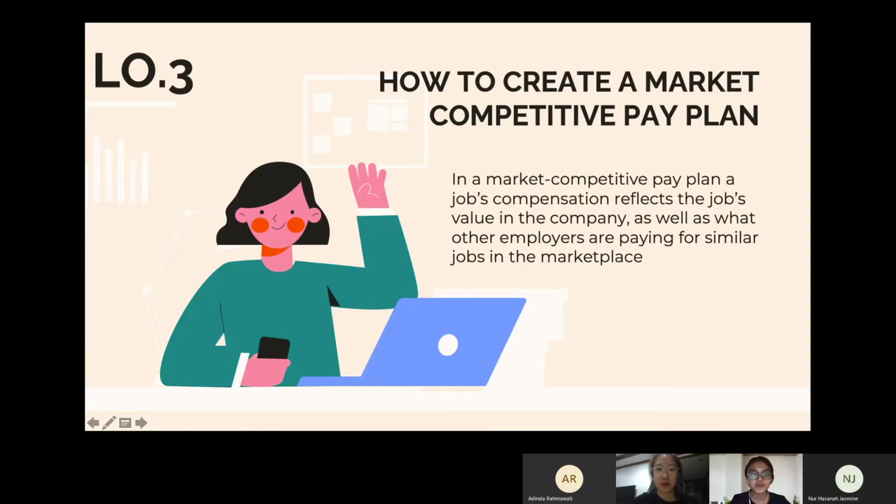Okay, my name is Adeline, and now I'm going to explain how to create a market competitive pay plan. In a market competitive pay plan, a job's compensation reflects the job's value in the company, as well as what other employers are paying for similar jobs in the marketplace. Next.